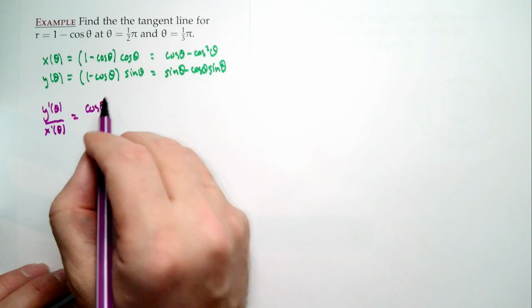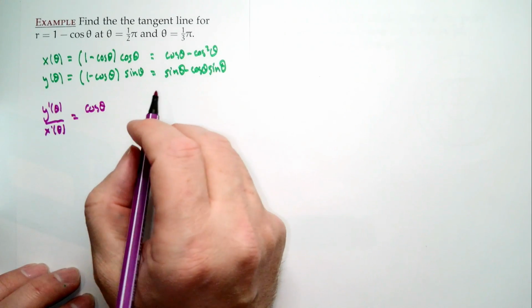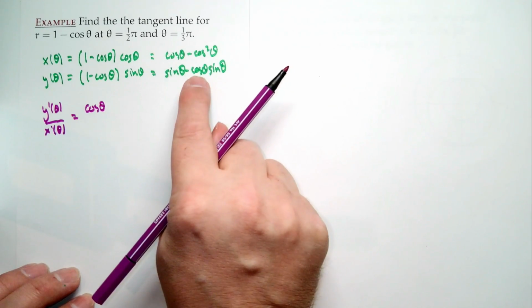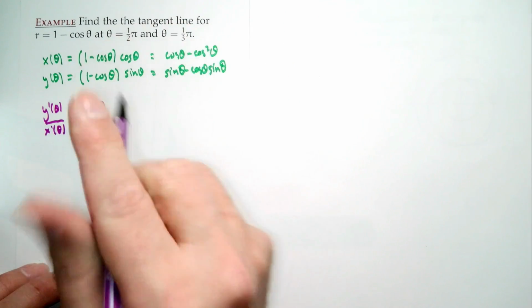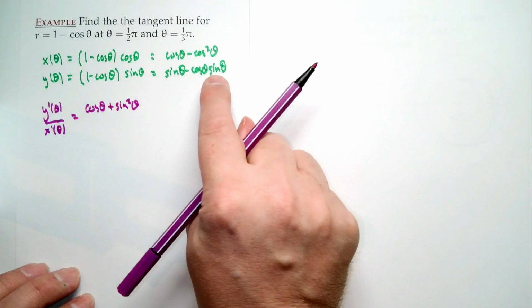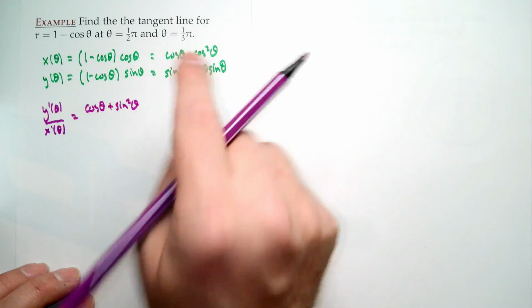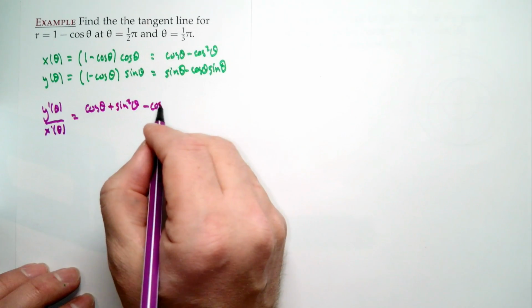Cosine theta, derivative of cosine theta times sine theta. Well, that's the product rule. Derivative of cosine is negative sine, so there's already a negative, so that'll be a plus sine squared. And then the derivative of sine is cosine, and times that by negative cosine makes that a minus cosine squared.